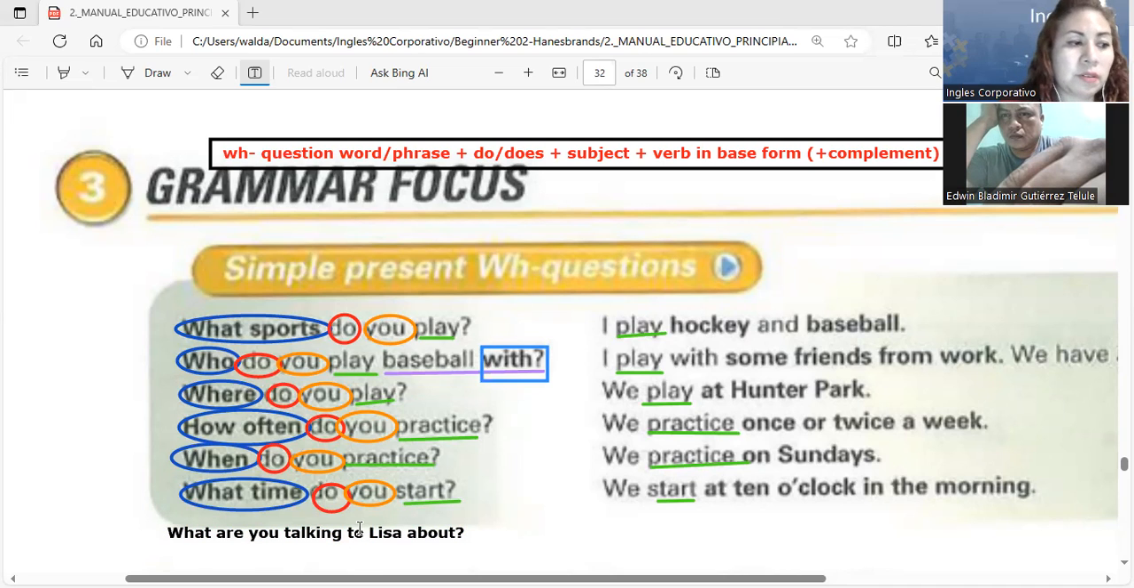What is the question? What are you talking to Lisa about? It means, what were you talking about with Lisa? So, here you follow the structure, right? We're following the structure. What?